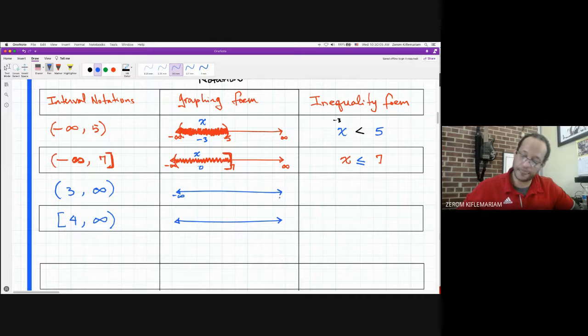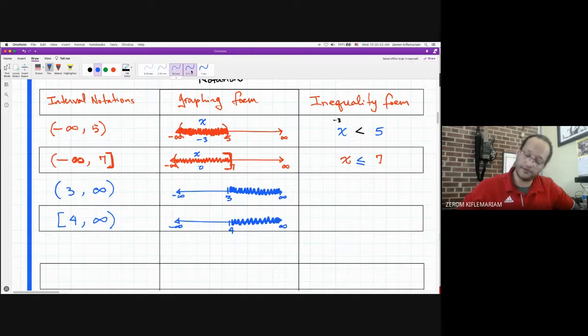Negative infinity, positive infinity. The two numbers that I'm interested in: the first one will be number 3, the next one will be number 4. It says shade from 3 to infinity, and this one says shade from 4 to infinity.